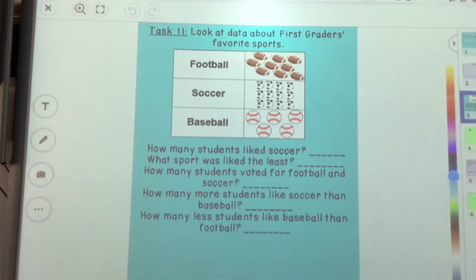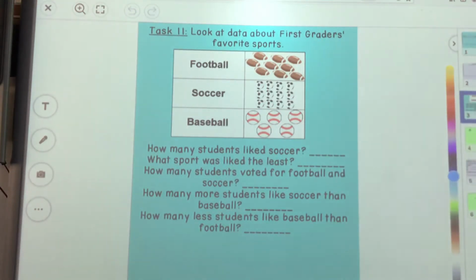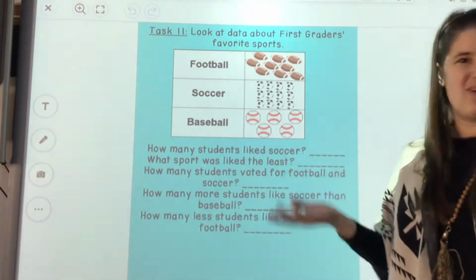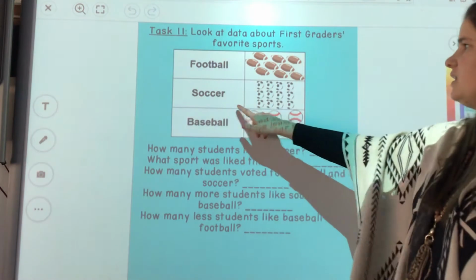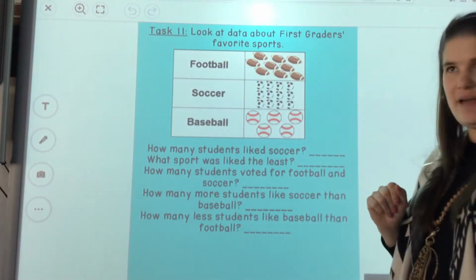This next one talks about graphing different data about first graders' favorite sports. It says, look at the data about first graders' favorite sports. We have football, soccer, and baseball. So, how many students like soccer? In order to find that answer, all I have to do is look in the category next to soccer, count the soccer balls, and write the number in the blank.